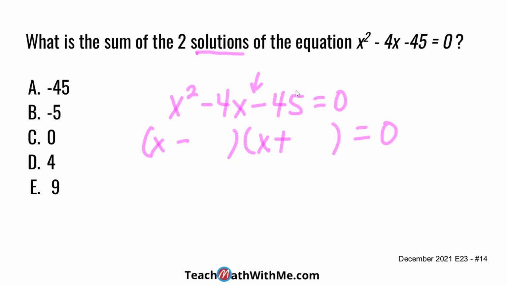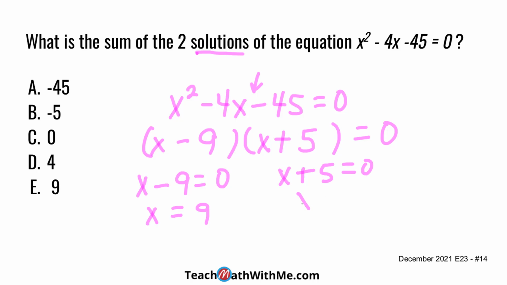I'm looking at the factors of 45, what multiplies to get 45, but we're going to subtract to get 4, and I think 9 times 5, and 9 minus 5 is the 4. So these are our two factors, so we'll set each one of these equal to 0, and we get that x is equal to 9, and x plus 5 equals 0, and x equals negative 5. Now, let's go back to what our question is asking, the sum of these two. So we're going to take 9 plus a negative 5, and that's going to give us 4, which is answer choice D.